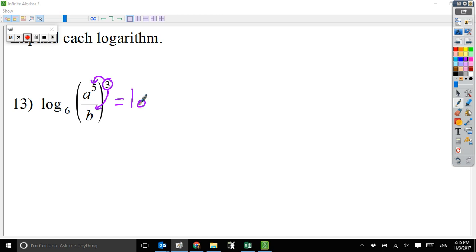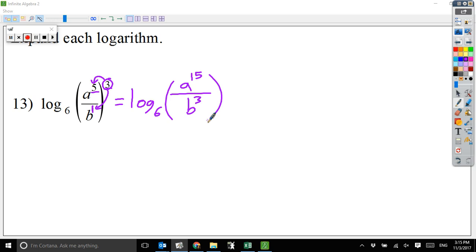So I'm going to get log base 6 of, and we'll talk about how we're going to distribute. When I have a power raised to a power, I multiply. Okay, so we're going to multiply. Well, 5 times 3 is 15. And since there's just an imaginary 1 there, 1 times 3 is 3. Okay, so I get that.